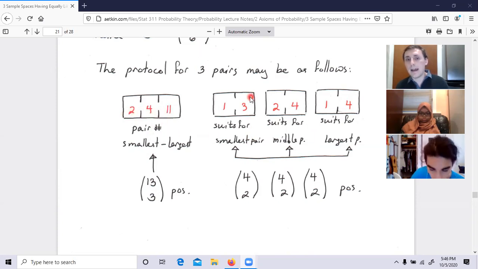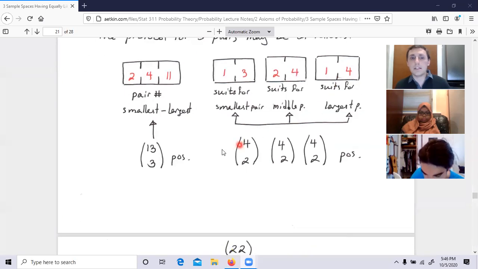That's how I put it in order. And then I have this box, those are suits for the smallest pair, suit for the middle pair, suit for the last pair, right? And so the answer is 13 choose 3 times 4 choose 2 squared. Let's see how many of you wrote the answer. So very good, Shabeli. Excellent, Shotaro.